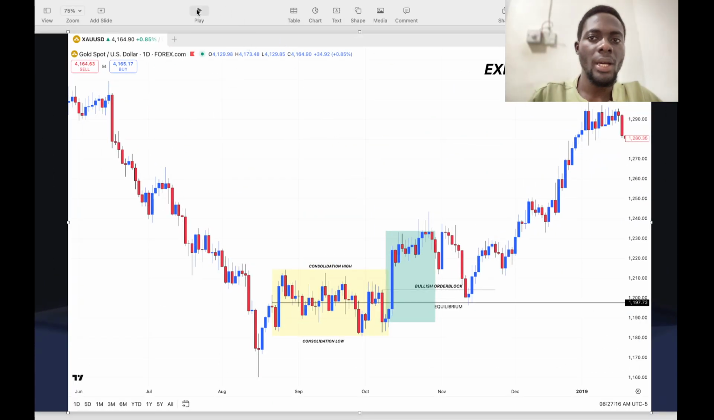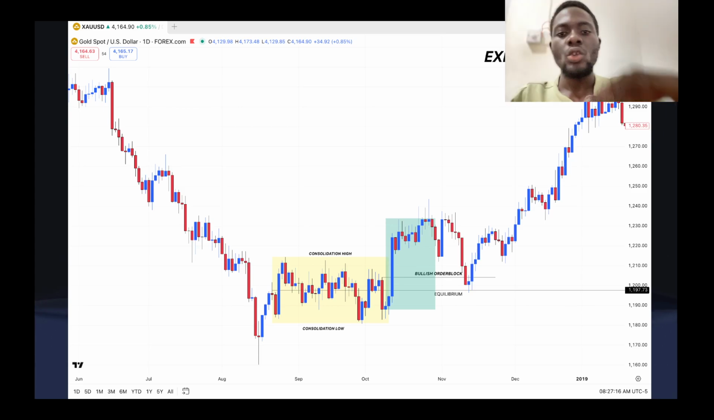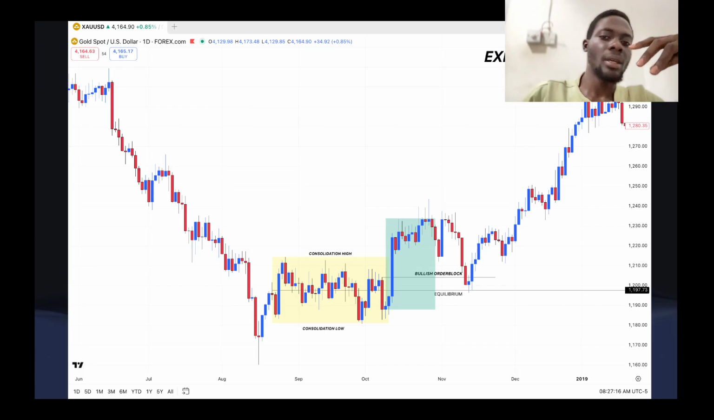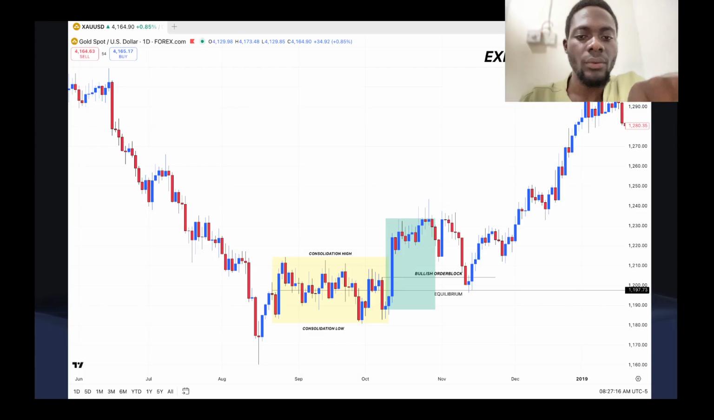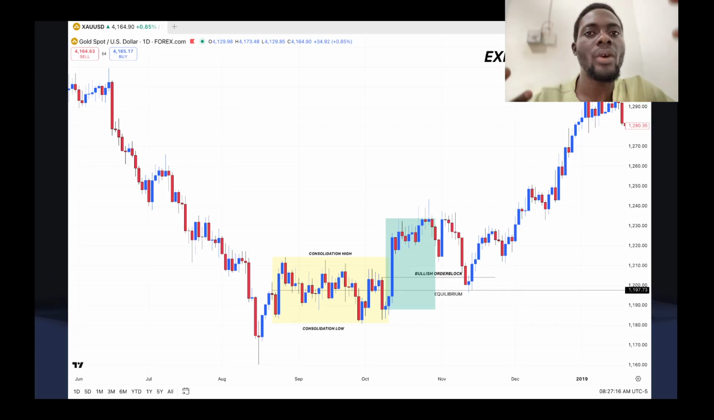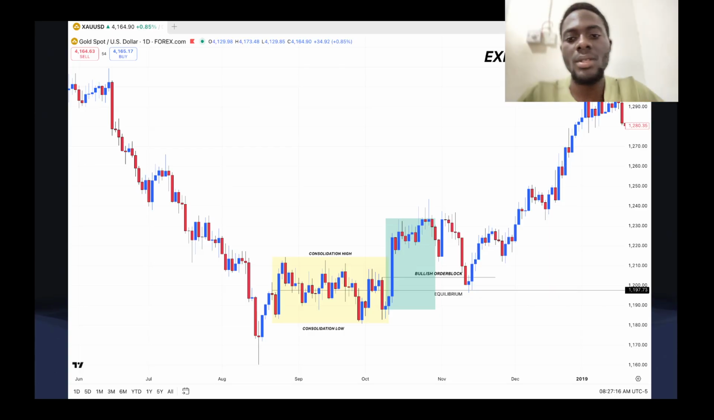So yes, we are done dealing with the expansion. Price expands out of a level of consolidation and leaves an order block at the equilibrium. Then we wait for price to come back to that level, mitigate the order block, and then continue going up. Mitigate simply means it comes back to touch that order block, and then it continues its run higher.